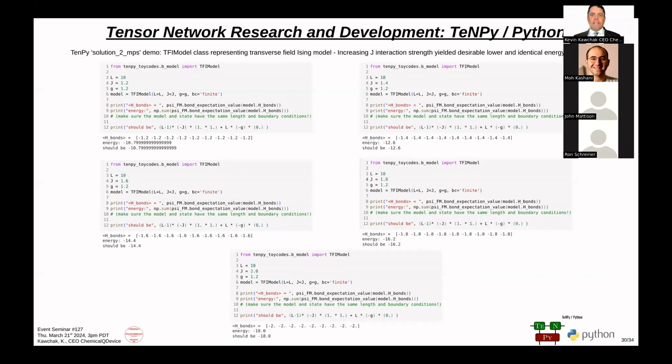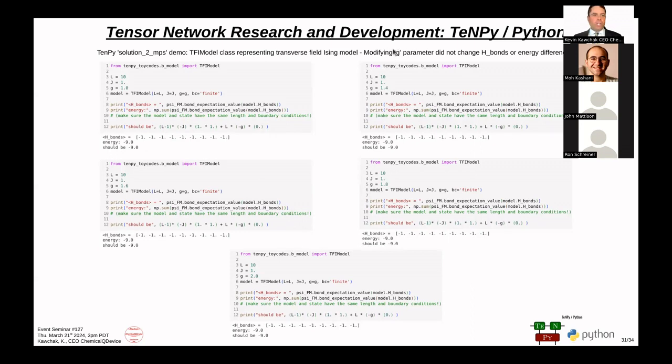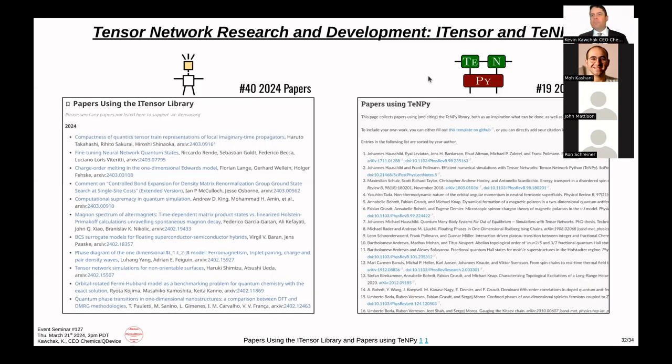And it didn't. But in this next case, increasing the J interaction strength actually decreased the energy, and the energy and the should-be energy in these cases matched, which was good to see. So these would be more desirable results, going from anywhere from 1.2, 1.4, all the way up to 2.0. And then this last one with the G parameter actually didn't change anything with H bonds, energy, or the should-be energy. So it remained the same as the original demo. But these are the types of adjustments that you can make.